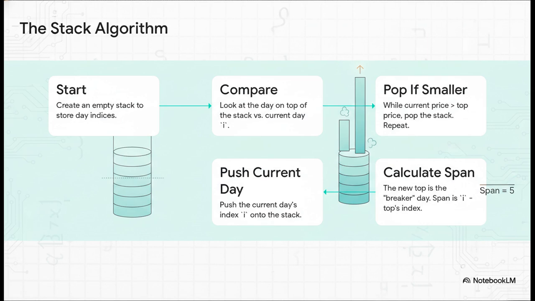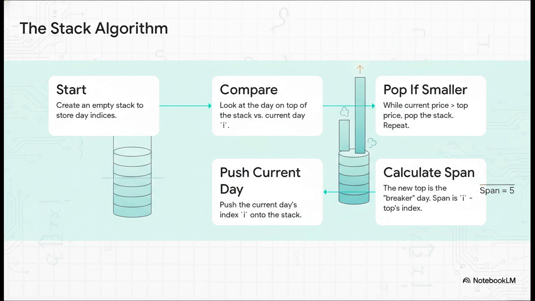Check it out. We start with a totally empty stack. We look at day 1. Then for each new day, we look at the top of our stack, and we ask a simple question. Is today's price higher than the price of the day on top of the stack? If the answer is yes, then that day on the stack is totally irrelevant now, right? It can't possibly break a future streak because we just found a day that's both higher and closer. So we pop it off, get rid of it.